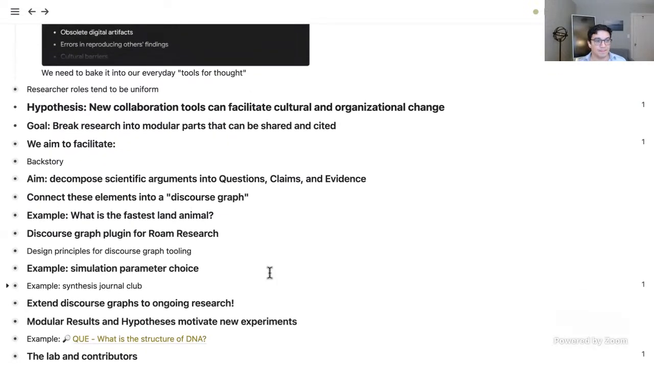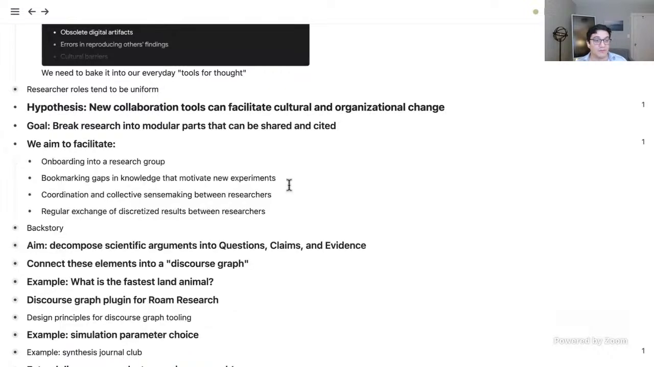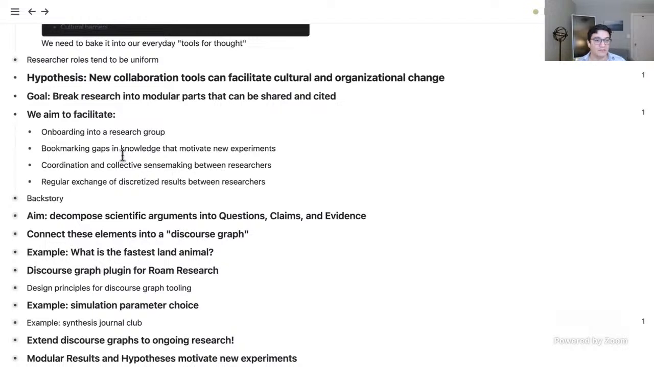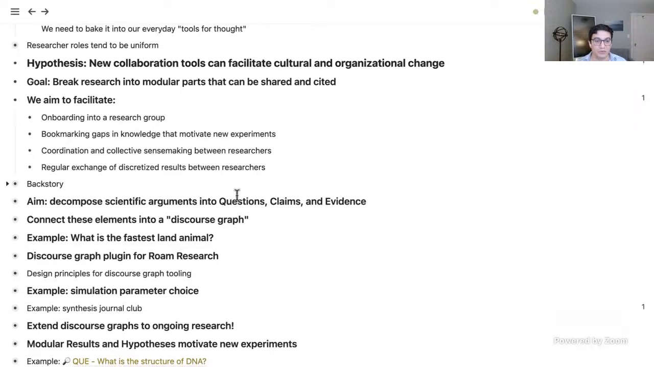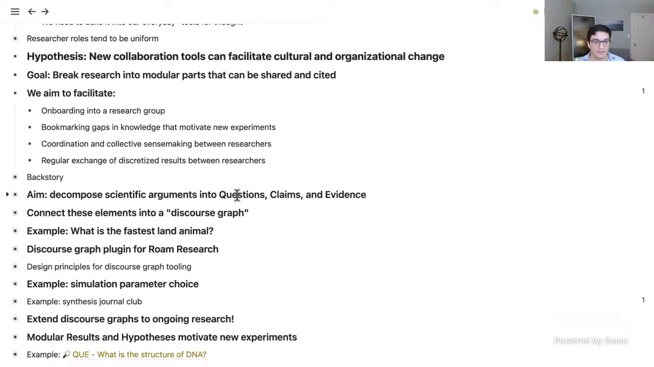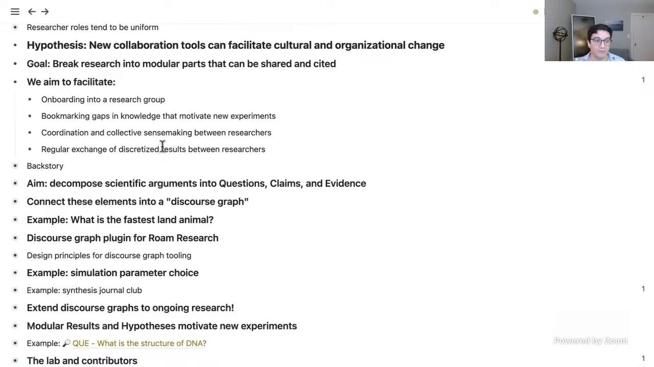So our overall hypothesis is that new collaboration tools can facilitate both cultural and organizational change. And the main approach that we use is to break research into modular parts that can be shared and cited individually. So the first things that we aim to facilitate with the tool that I'll describe is to make it easier to onboard onto a new research group, to bookmark gaps in knowledge that help to motivate new experiments or a new direction for a model, the coordination and collective sense-making between researchers, both within a lab and between labs on the scale of a field, as well as the regular exchange of discretized results between researchers at a scale that's much faster and more granular than a traditional research article.